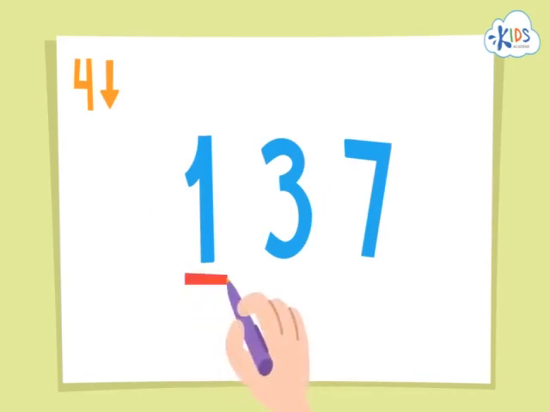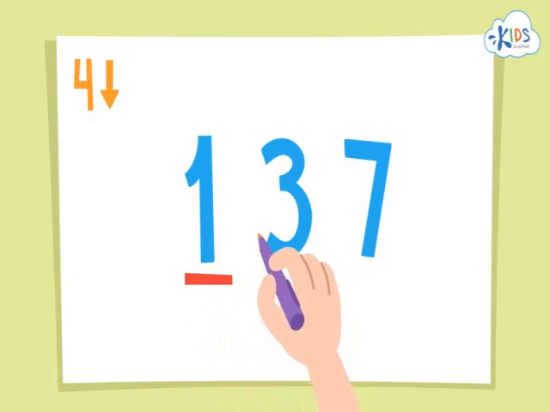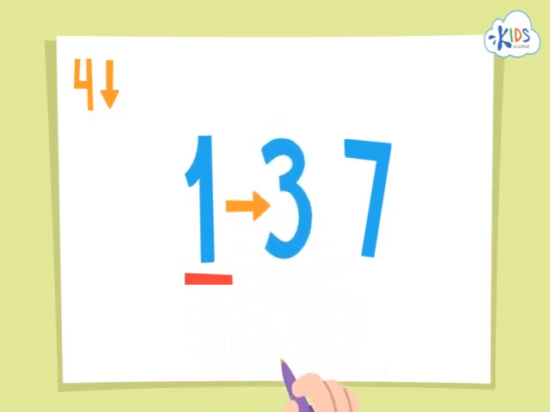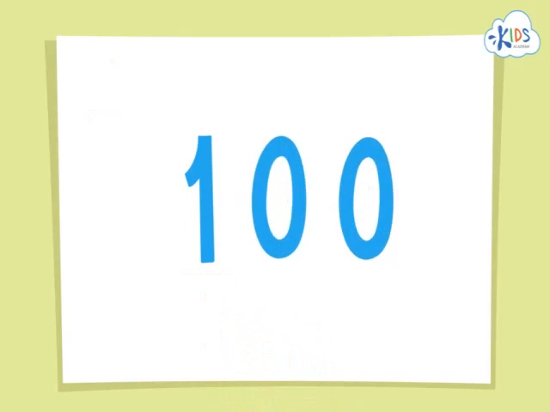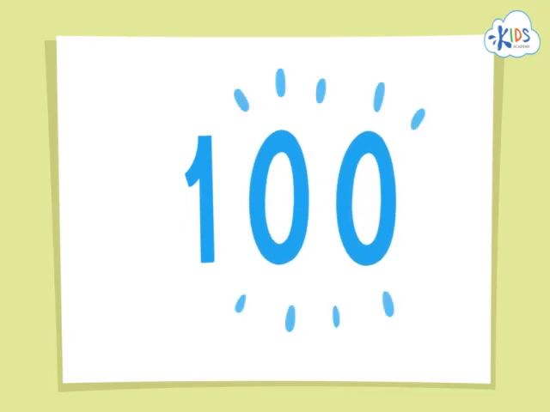For 137, since we're rounding to the hundreds, we'll have to look at the number in the tens place. The 3 in the tens place tells us to round down. We'll round 137 down to 100. You round the number in the hundreds place and make the numbers in the ones and tens places zeros.